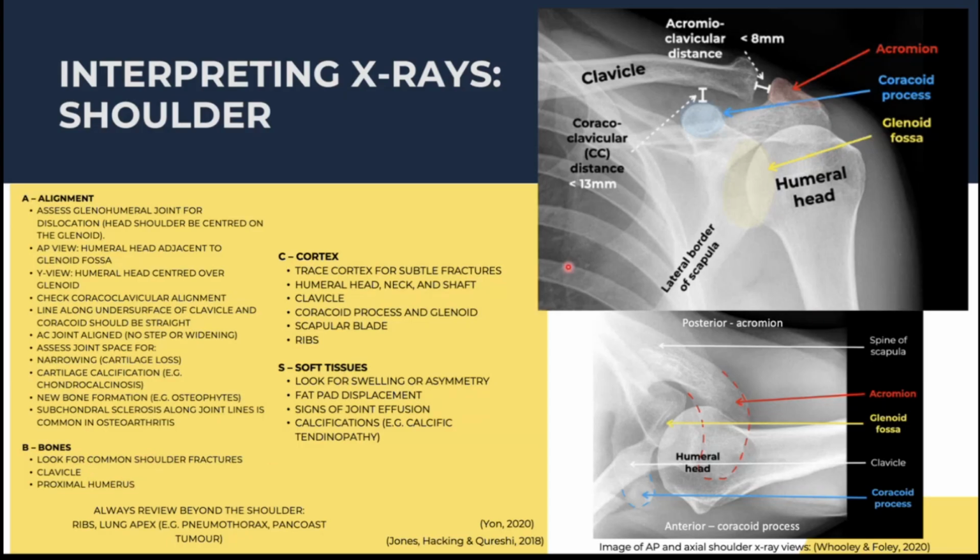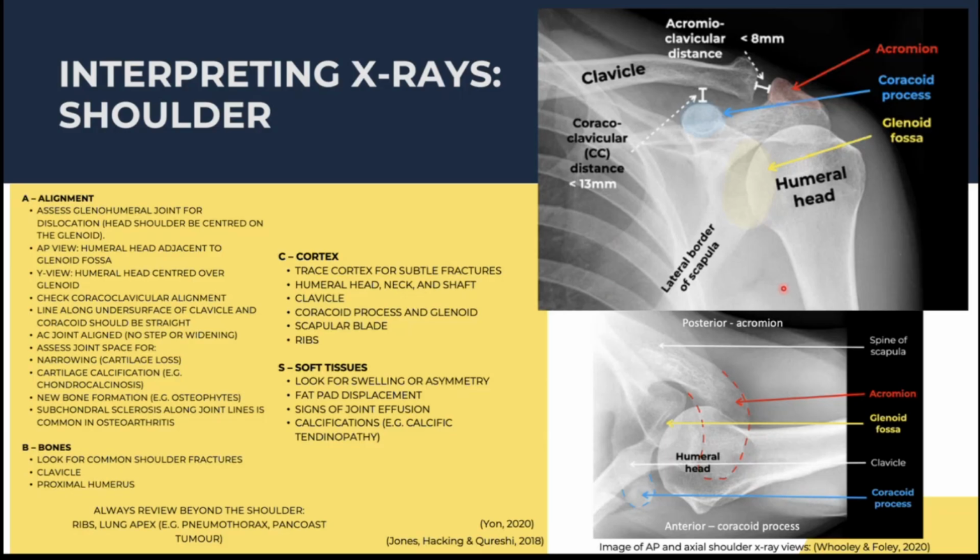proximal humerus. And then looking at the cortices, which again is very important when you're looking for fractures especially. You're going to trace the line along every bone that you can see on an X-ray, assessing for any subtle fractures, any steps, any misalignment. You want to make sure that you're checking the humeral head, the neck, the shaft, looking at the clavicle, the coracoid process and the glenoid, also looking at the scapular blade, which most of the time is okay to see, but when you're looking at the shadow of the lung, it can be a little bit more difficult. So make sure you're looking closely. And then also looking at the ribs as well.